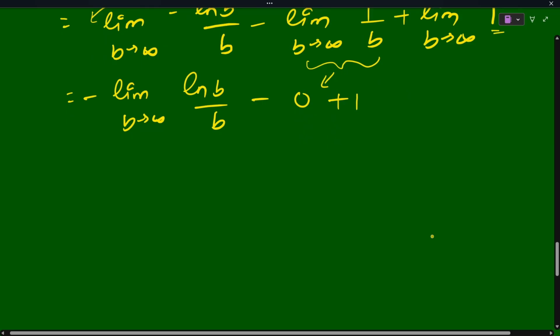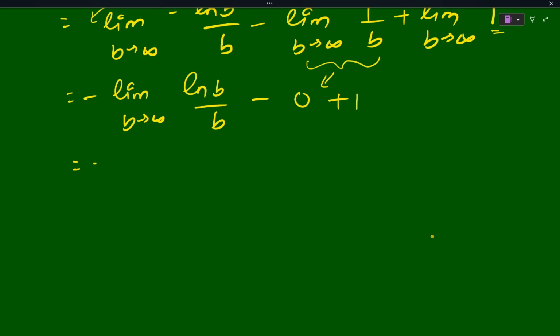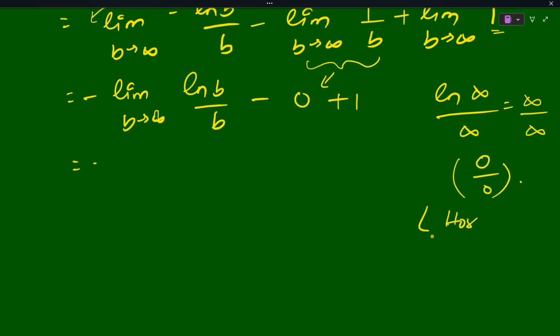Now let's solve this one. It is limit b tends to infinite ln b by b. So how to use this thing? Just at place of b I will take infinite. So if I put b equal to infinite, this value would be ln infinite by infinite. So ln infinite is infinite and this is infinite. So while finding a limit, if there is a condition called infinite by infinite or 0 by 0, then we will have to use L'Hospital's rule.